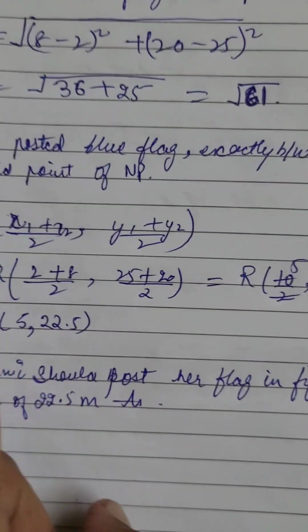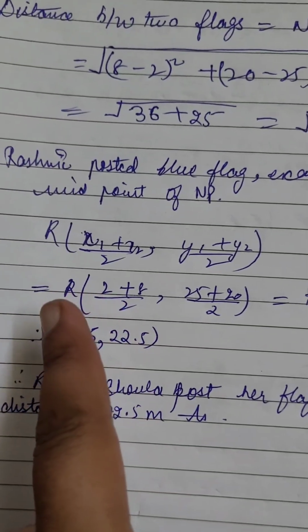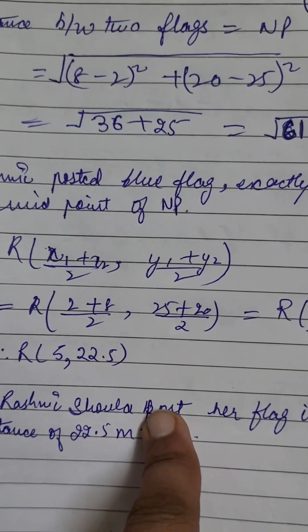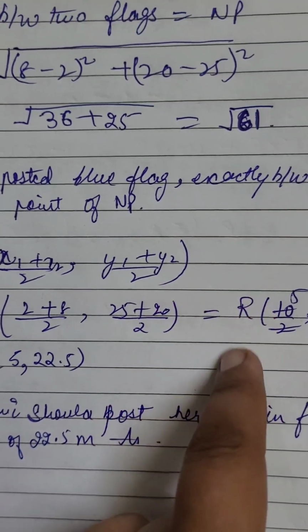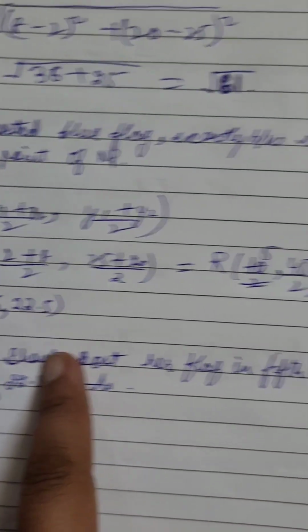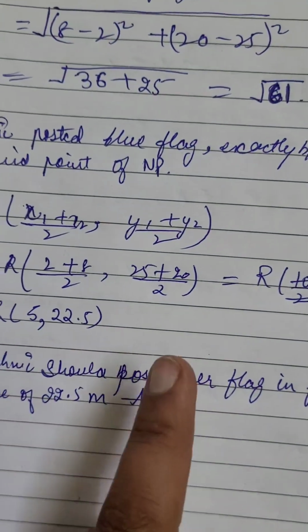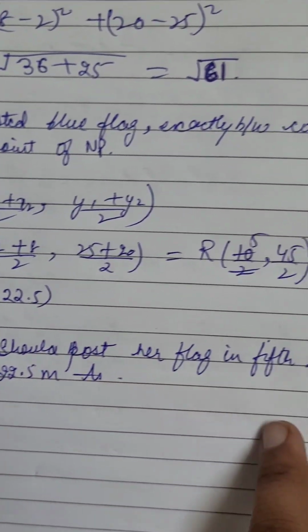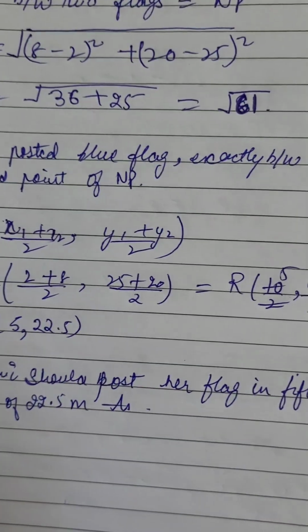So for Rashmi, we have to find the midpoint. So by the midpoint formula, that is (x1 plus x2) upon 2 and (y1 plus y2) upon 2, we have to find the coordinates of Rashmi, that is (5, 45 by 2), which we calculated as (5, 22.5). Therefore, Rashmi should post her flag on the fifth line at a distance of 22.5 meters.